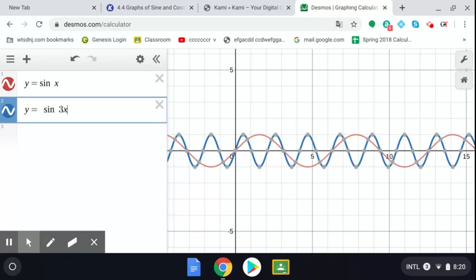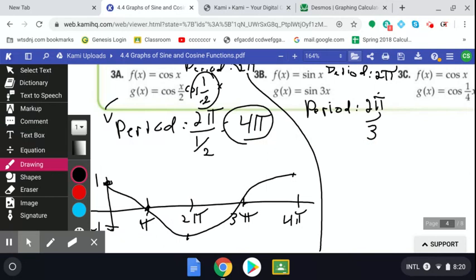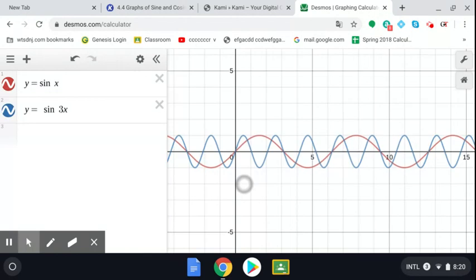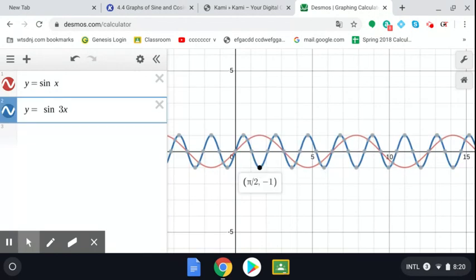Okay, so 2 pi over b, the period b, let's go back here. So for this one, the period would be 2 pi over 3, and then the increments would have to be 2 pi over 3 divided by 4, which is going to be pi over 6. So, as you can see here, 0, 0, pi over 6, 1, pi over 3, 1, pi over 2, negative 1, and then 2 pi over 3, 0. So that would be a full period.